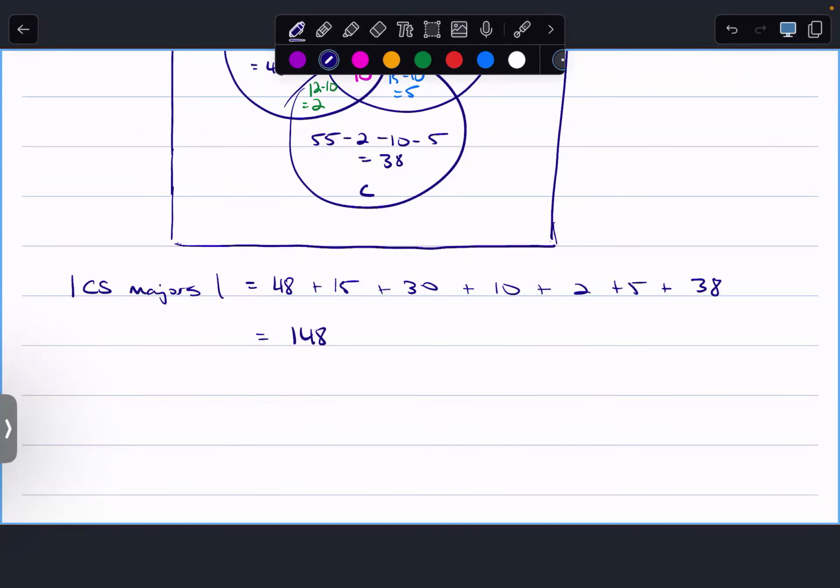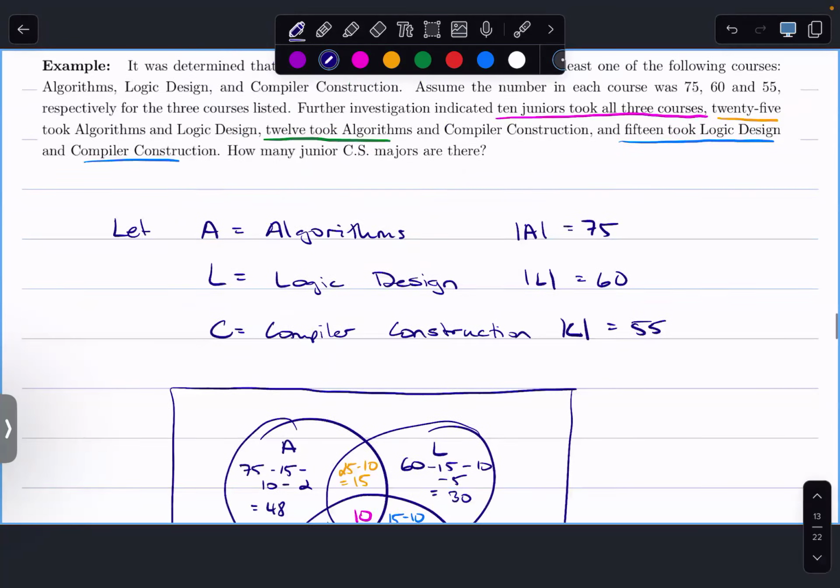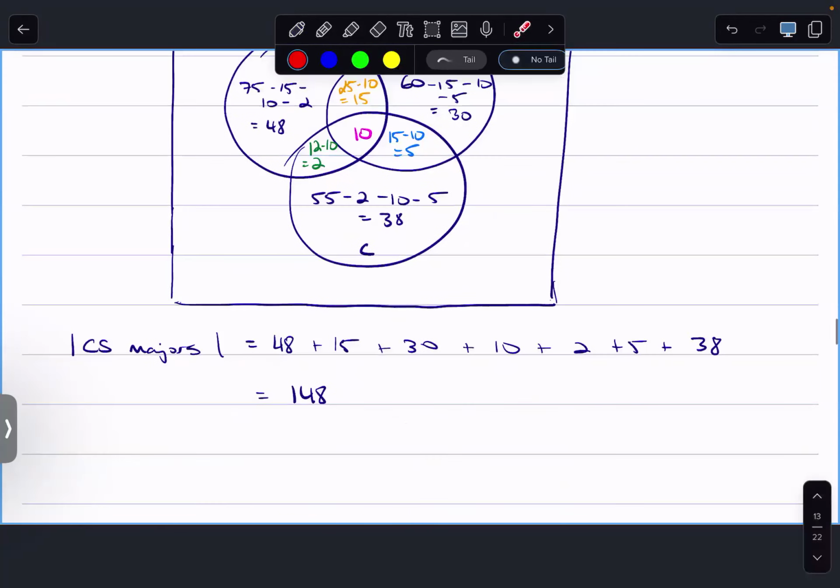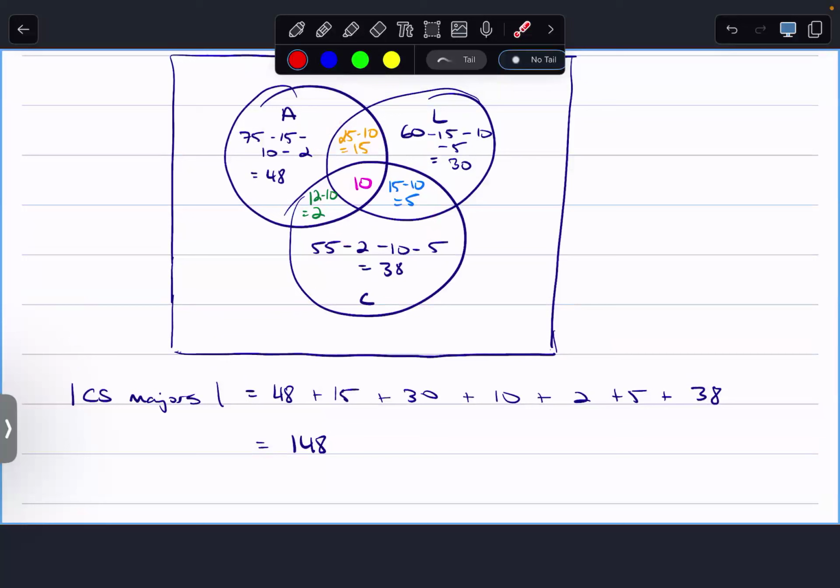I get 148 total, which would be very different than just adding up. If you just went for it and did 75 plus 60 plus 55, you're going to be quite a bit off, because you need to subtract the overlap. Another way you could do it is do that total and then subtract the overlaps. That's fine. And then add it back in if you've taken it out too many times. But I find visualizing it is nice and easy.